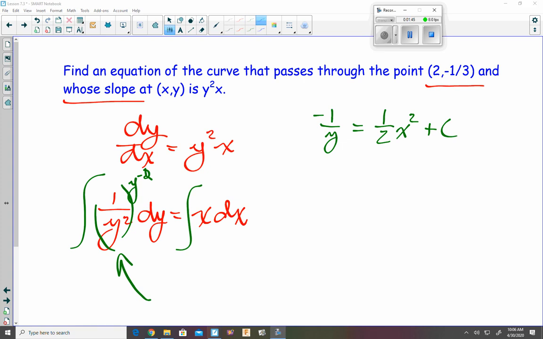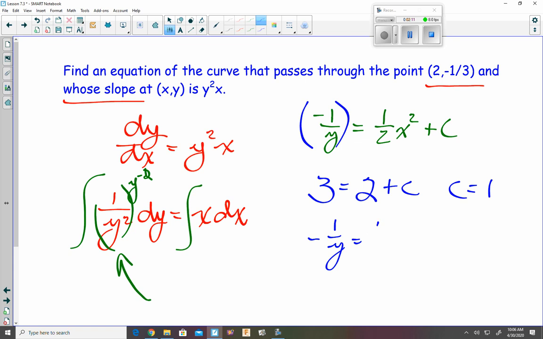Let's plug in our point and find our initial value of c. So -1 over y, if y is -1/3, that's going to be 3, is equal to 1/2 times x squared. x squared is going to be 4, and half of that is 2. And so c must be 1. And so we have the equation -1 over y equals 1/2 x squared plus 1.